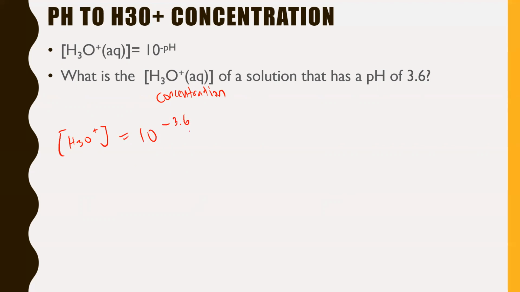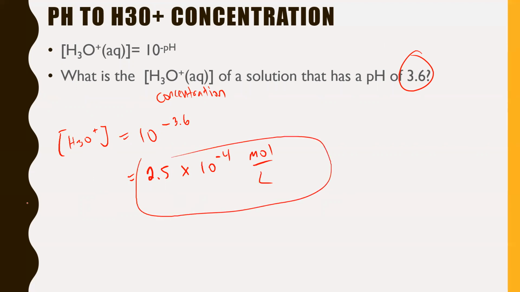That's about it, right? So 10 to the negative 3.6 is going to equal a really messy number, but again, watch your sig digs here. We've got 2 sig digs going on. So that answer is going to equal 2.5 times 10 to the negative 4. And it's really important that we include our units on this one as well. It's going to be moles per liter. That's it. That's all there is to it.